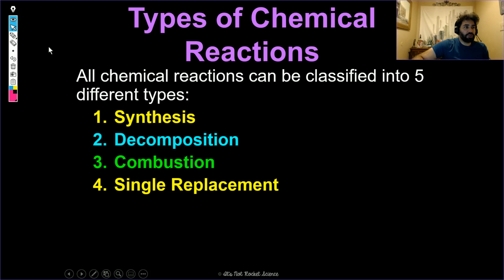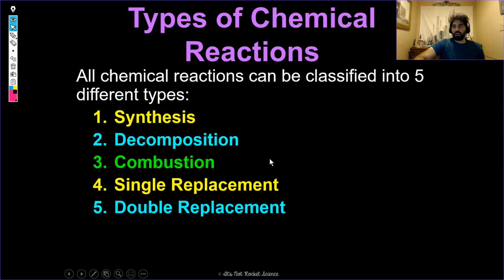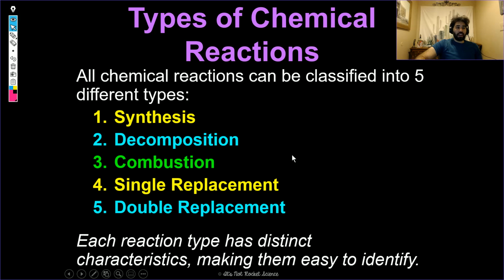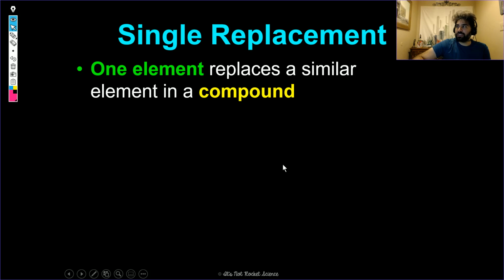Now for number 4, we're going to talk about single replacement reactions. And then the fifth reaction we were talking about are double replacement reactions. And I'm going to give you easy ways to look at these reactions and identify which is which, because that's what our goal is for these classifying reactions. You just be able to tell what type of reaction we have.